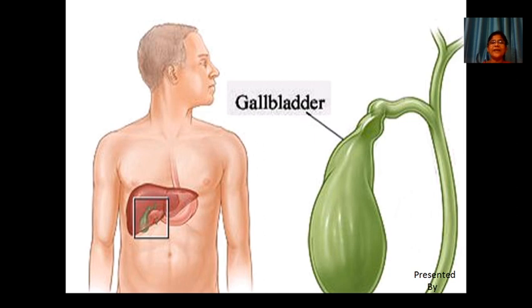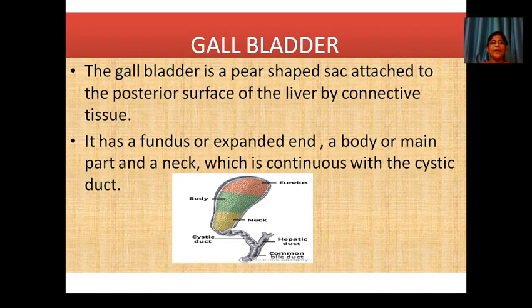And next is the biliary system organ, that is the gallbladder. Okay, so let us see about the anatomy and physiology of the gallbladder. The gallbladder is a pear-shaped sac. Okay, how is the gallbladder? The gallbladder is a pear-shaped sac. Where is it? It is attached to the posterior surface of the liver.